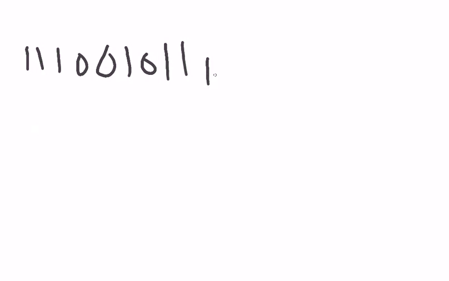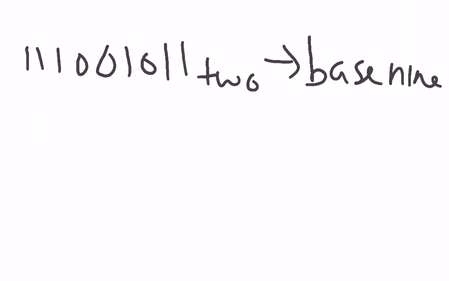Now let's try something harder than that. What if I want to go from some base to some other base, but base 10 isn't one of them? So 1 1 1 0 0 1 0 1 1 in base 2, and we want to convert that to base 9. Now the only way that we can do that is to actually take the base 2 number, convert it to base 10, and then take that number and convert it to base 9. So we're using our multiplication and our division in the same problem. So this definitely takes 2 steps.